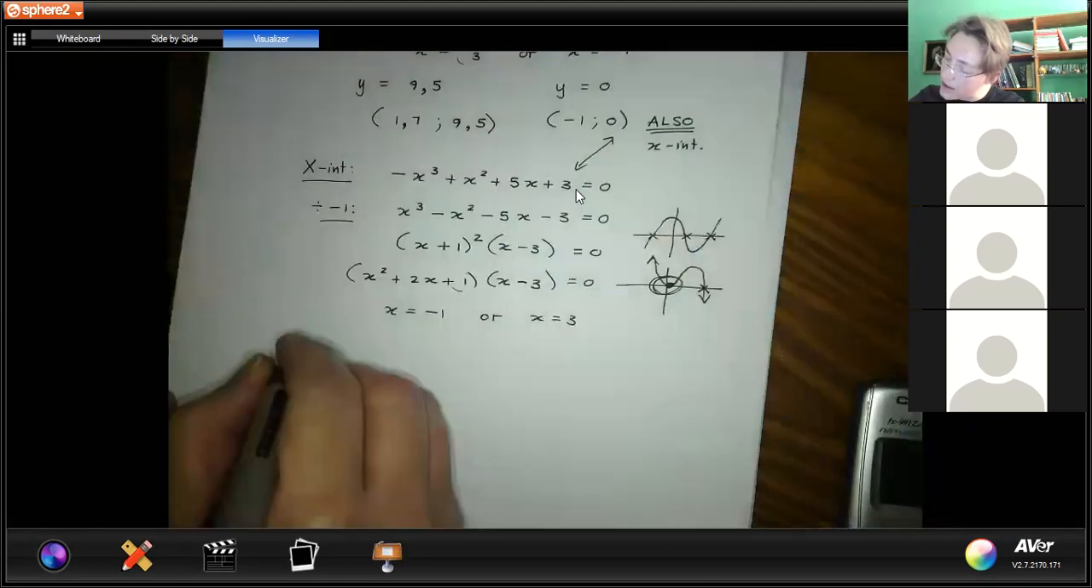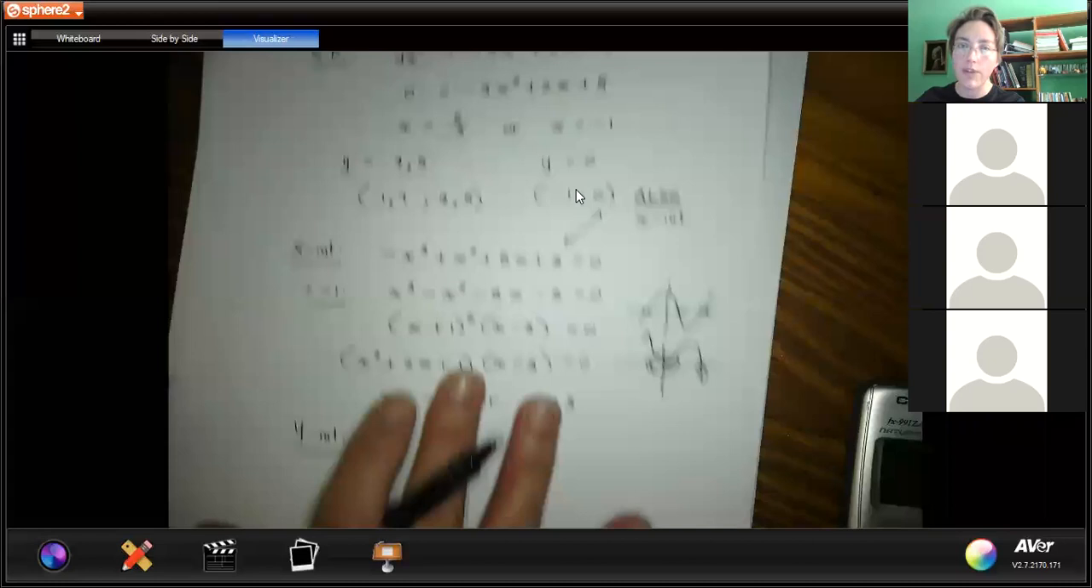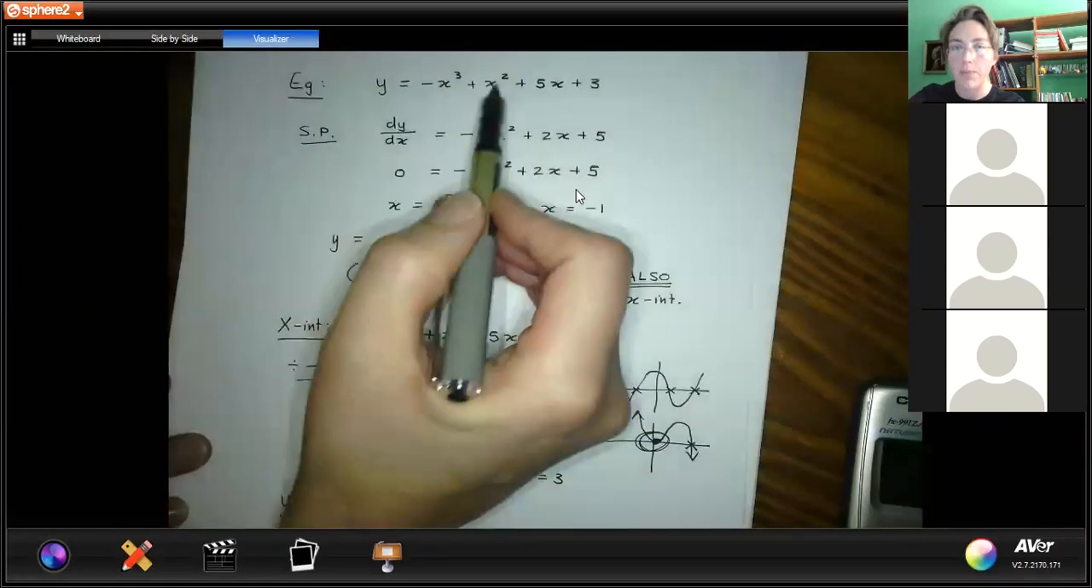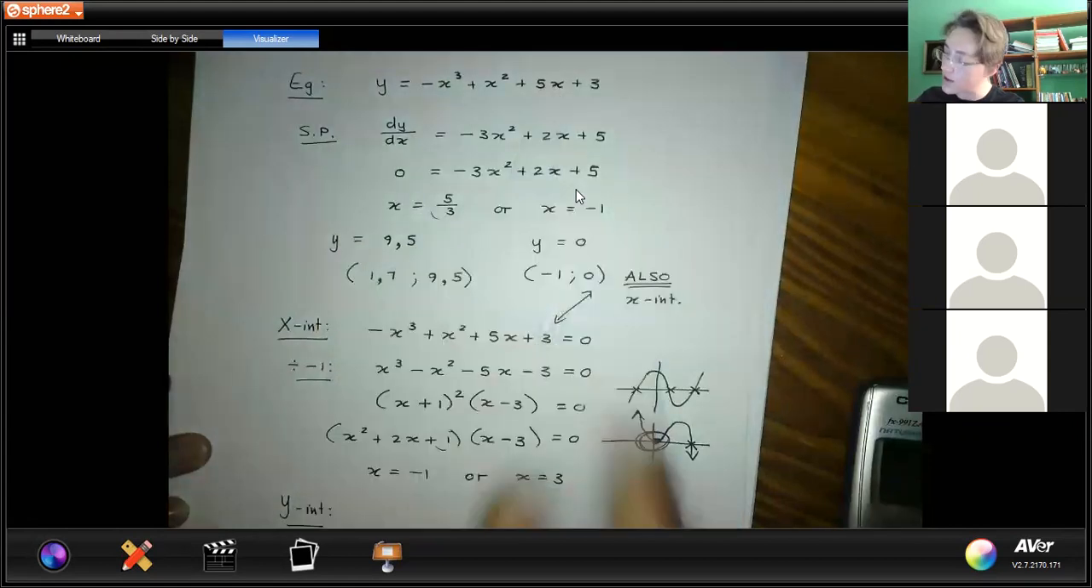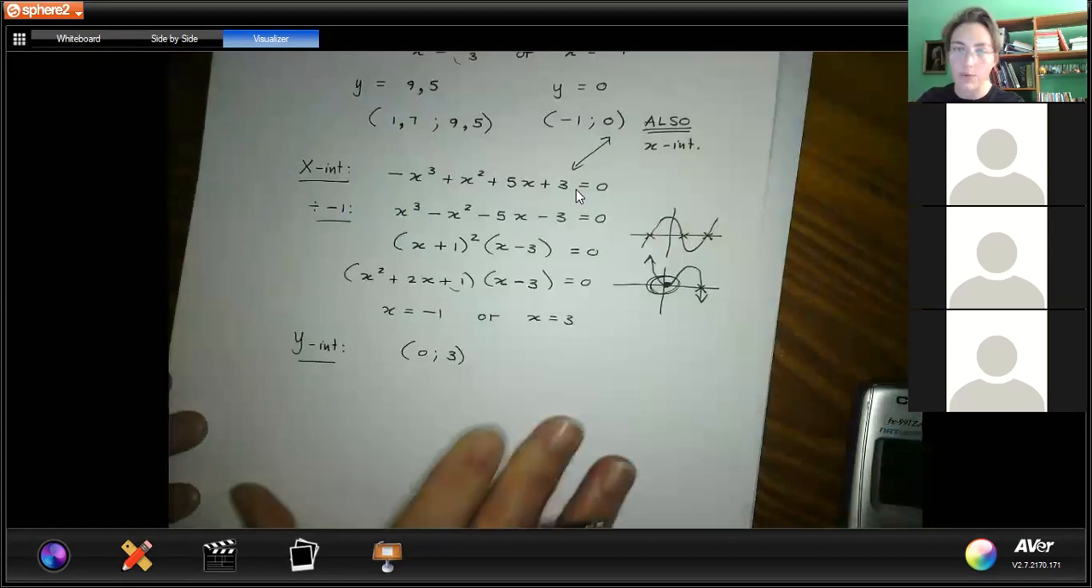The y-intercept is the easiest one to do, because if I set all of the x's equal to 0, so if I make all of these x's equal to 0, I end up only with 3. My y-intercept is 3, that's always going to be the constant value. Okay, so that's pretty much it.